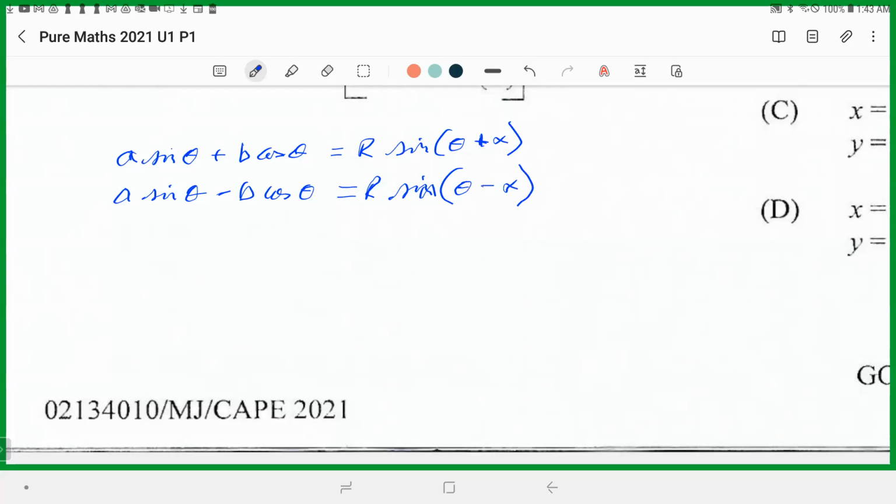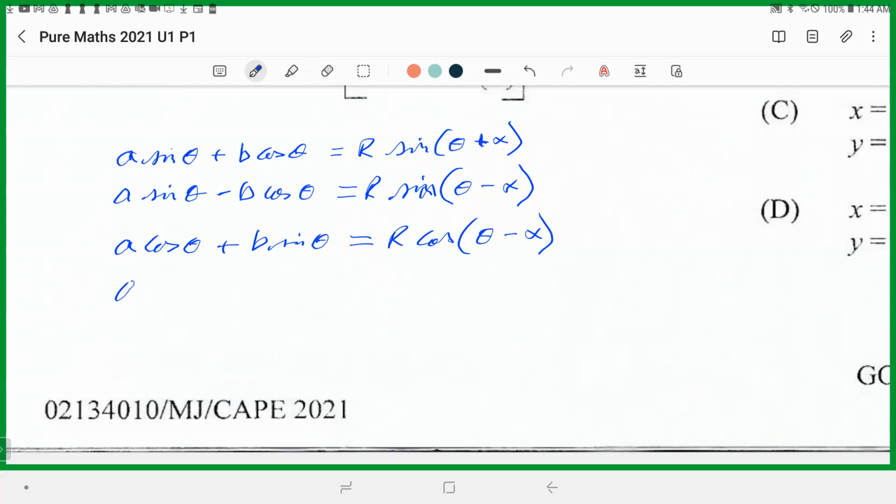Then you have the case when the cos comes first. In this case, you have A cos theta plus B sine theta equals R cos, since the cos comes first. When you expand a cos compound angle, if you have a plus inside here, you're going to get a minus out here. And if you have a minus in here, you're going to get a plus out here. So since you have a plus out here, I need a minus in here. So it's going to be theta minus alpha.